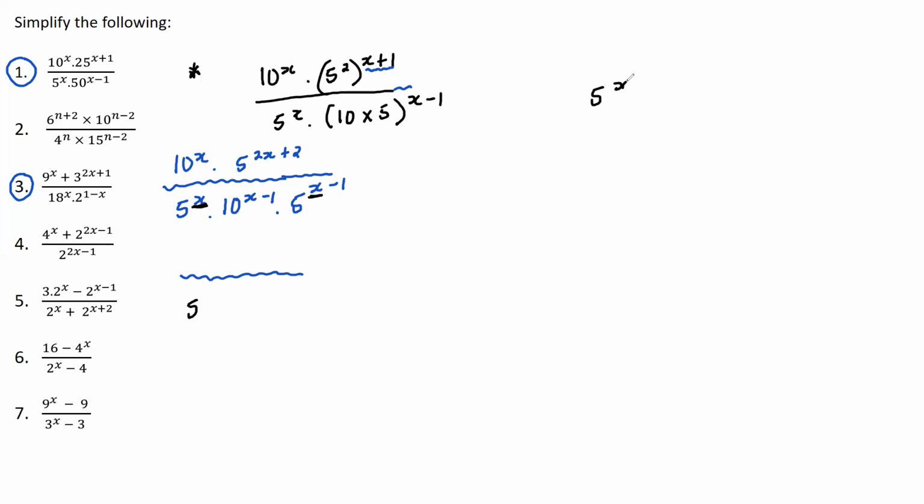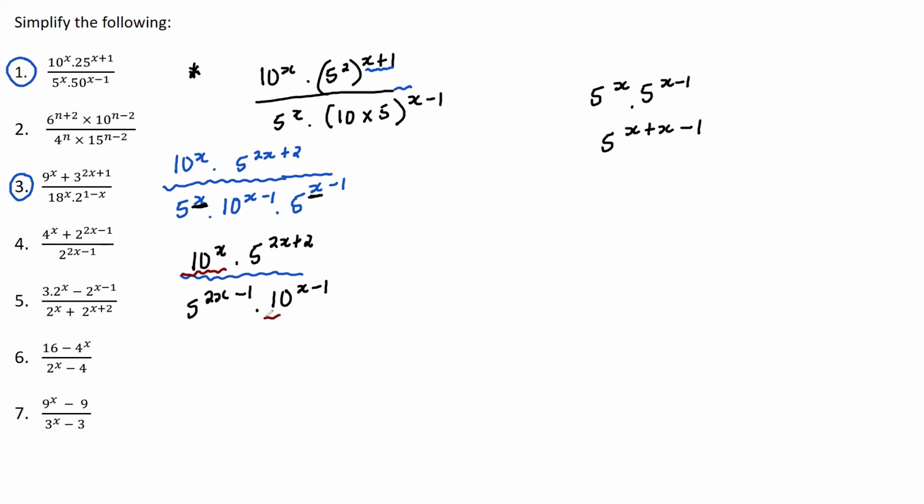Let me write it on the side here. It's 5 to the power x times 5 to the power x minus 1, which is 5 to the power x plus x minus 1, which is 5 to the power 2x minus 1, while I remain with 10 to the power x minus 1 on top, 10 to the power x on top, 5 to the power 2x plus 2. Then I said the bases, top and bottom, are the same: top power minus bottom power.